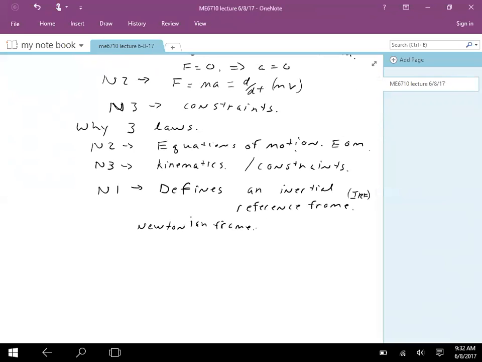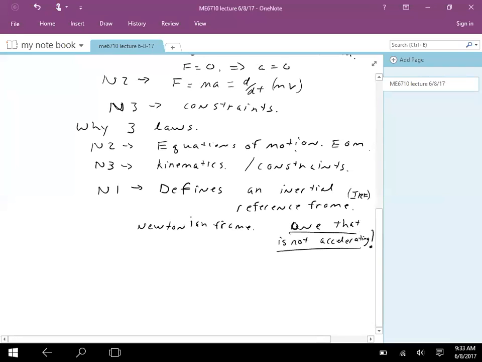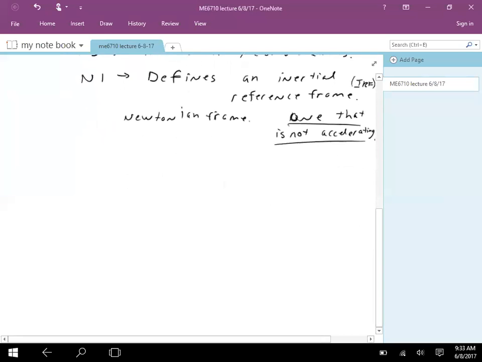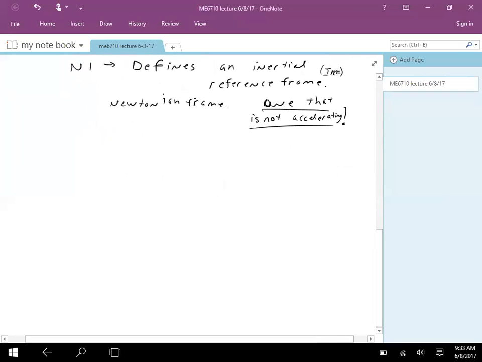So that's the concept. A Newtonian frame, an inertial reference frame, is one that is not accelerating, okay? So that's the main idea. Newton's laws work in that frame, and they don't work in a frame that's not a Newtonian frame.